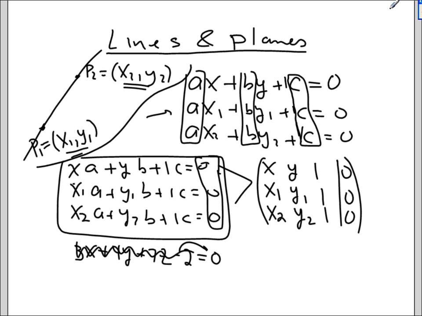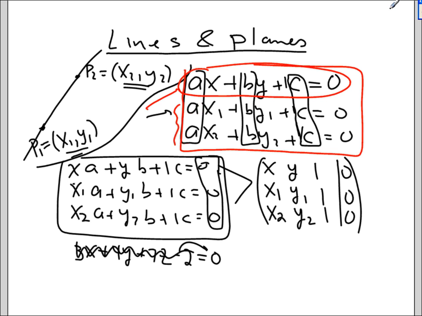Now, we want this system to have non-trivial solutions. Why is that the case? Well, do you really think this top equation, this line, has an exact answer for x and y? I mean, look, it has this x comma y point. It has this x comma y point. It has infinitely many solutions.